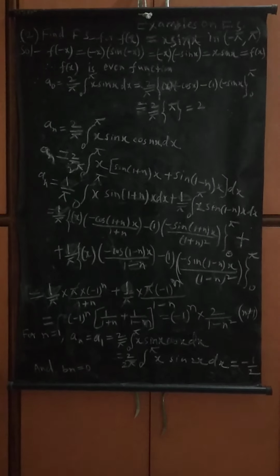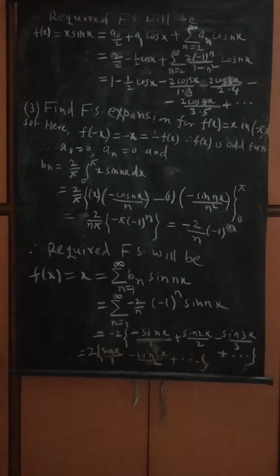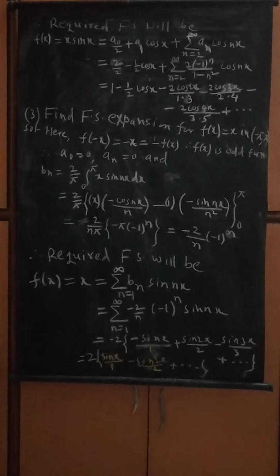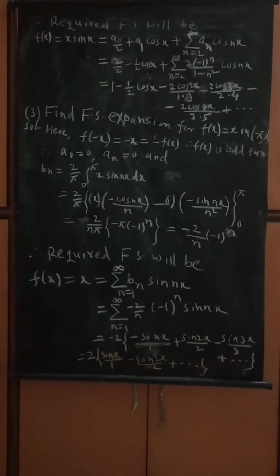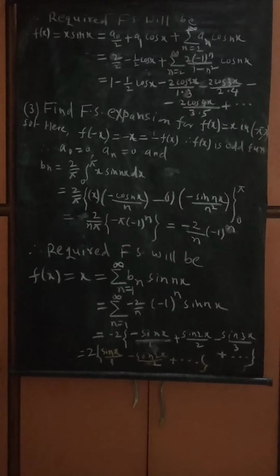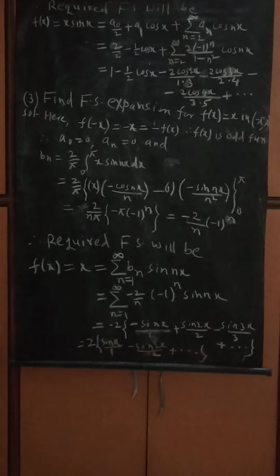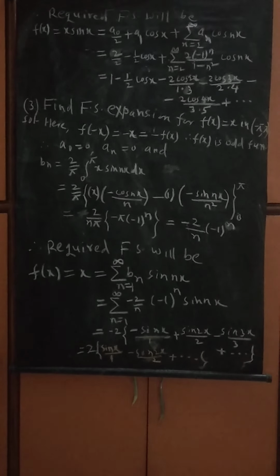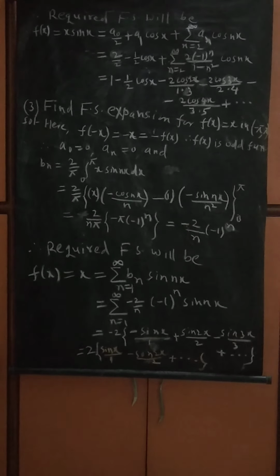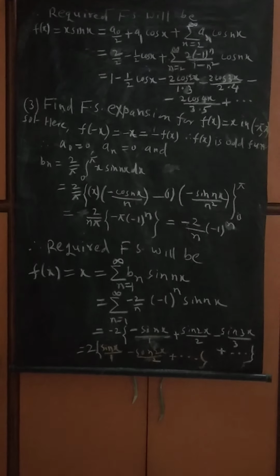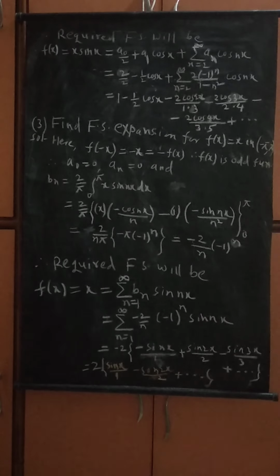Therefore, the required Fourier series expansion will be f(x) = x sin x = a0 by 2 plus a1 cos x plus summation an cos nx, n takes values from 2 to infinity. So putting the values of a0, a1, an, f(x) becomes 2 by 2 minus half cos x plus summation 2 into minus 1 raised to n divided by 1 minus n square cos nx, n takes values from 2 to infinity.